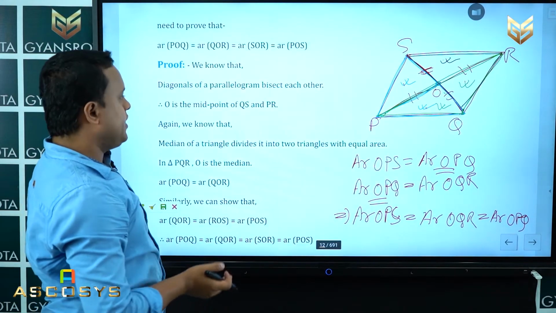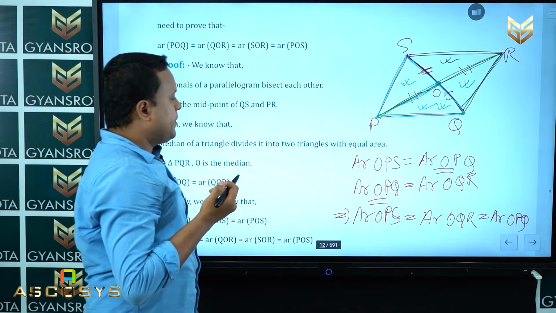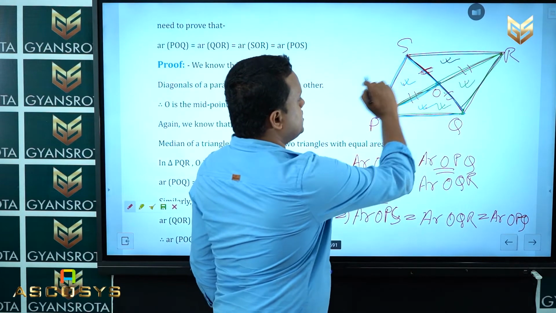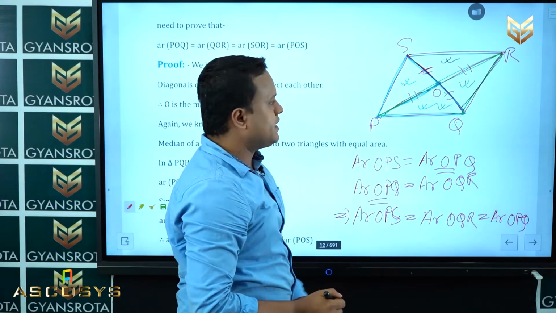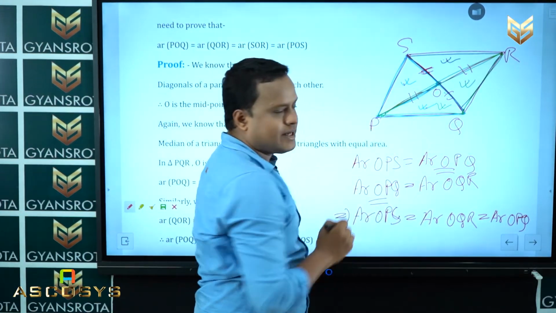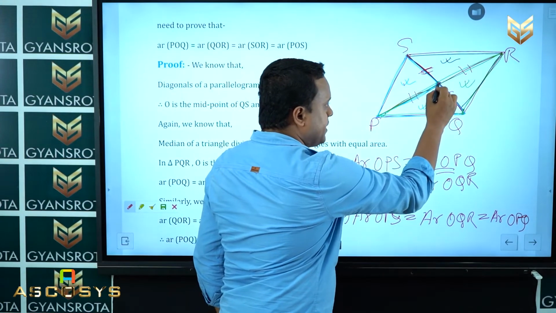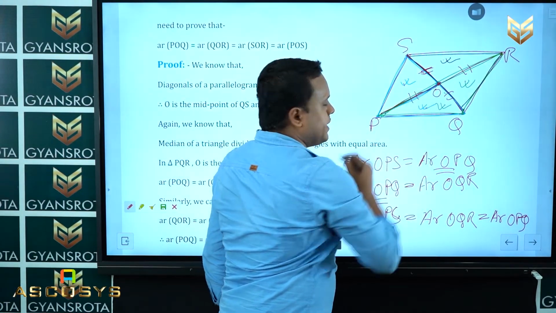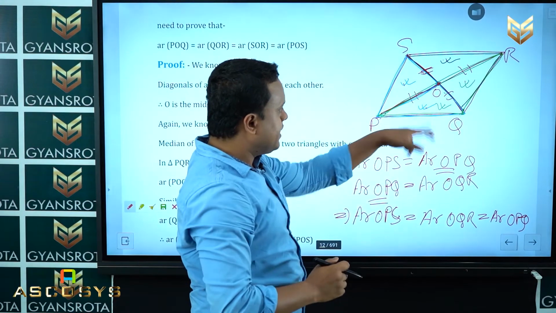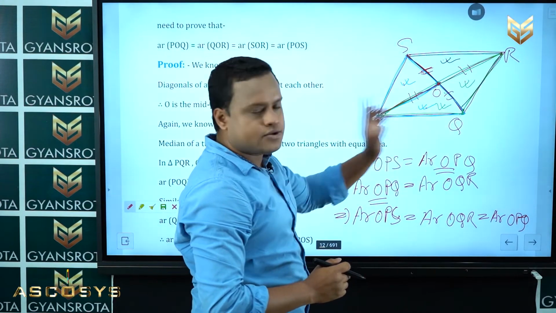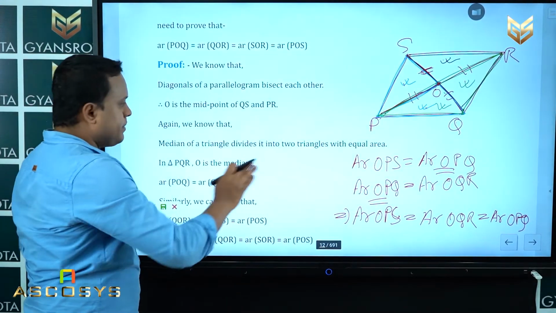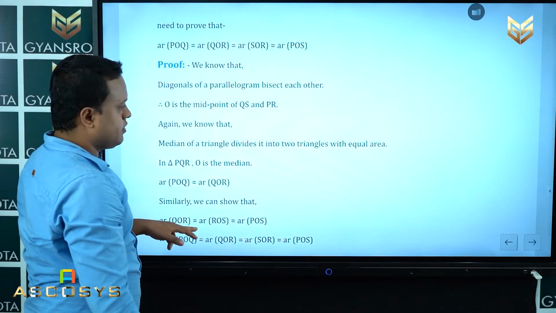So that is the point here. The main technique is, since the diagonals of a parallelogram bisect each other and O is the midpoint, these are the medians. Medians divide the triangle into two triangles of equal area. That is the main technique you have to use here.